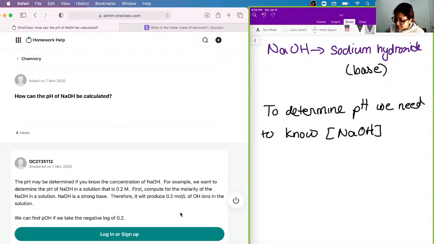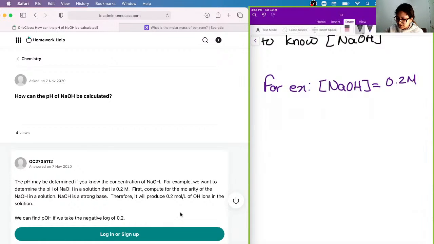We can say, for example, we want to determine the pH of NaOH in a solution that is 0.2 molar. So the concentration is 0.2. First we need to compute the molarity of OH in the solution. NaOH is a very strong base, as we mentioned. Therefore, it will produce 0.2 moles per liter of OH ions in solution.